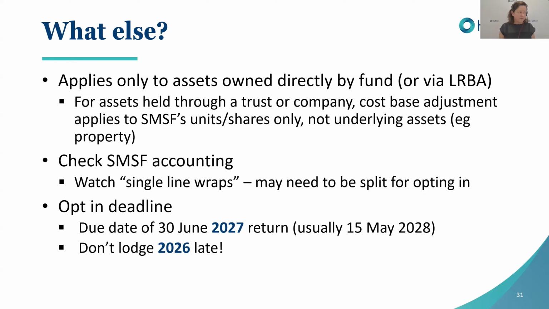The opt-in deadline is the due date for the 30 June 2027 return for the superannuation fund. So that's usually going to be 15 May 28. Don't lodge 26 late because that's going to mean that your 27 return date becomes earlier. You'd have to be making your decision and making your opt-in earlier. So whilst we might be behind perhaps on our 25 year ends, we want to make sure that we're lodging our 2026 returns on time, so we've got the maximum date for making that cost base adjustment.